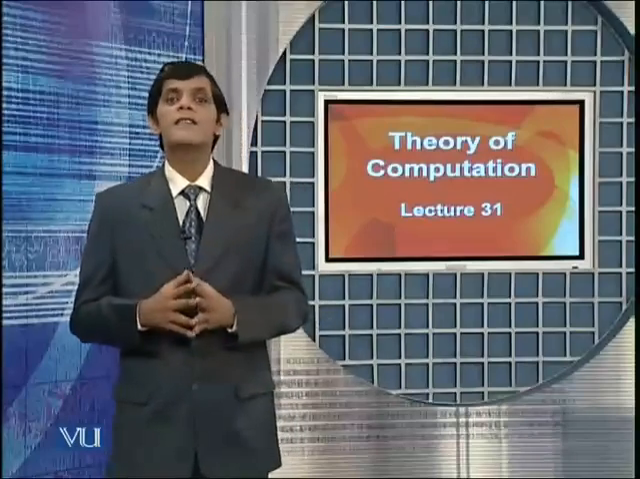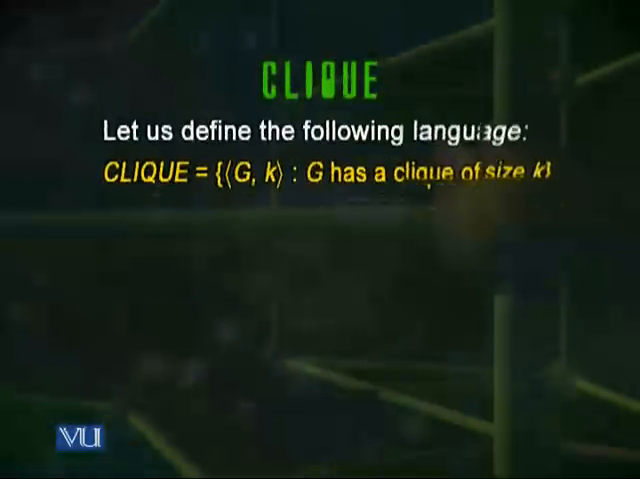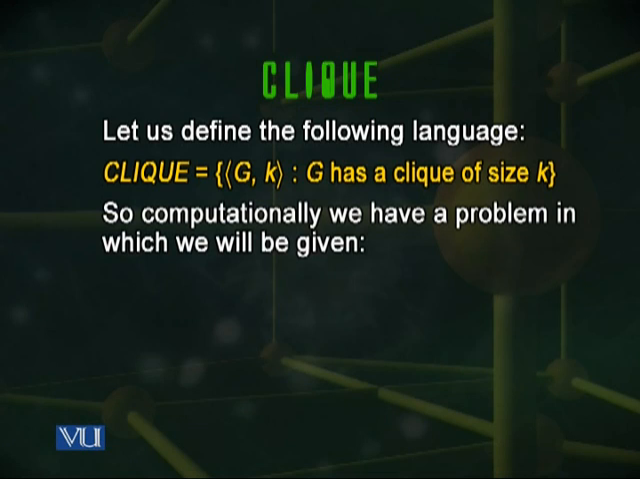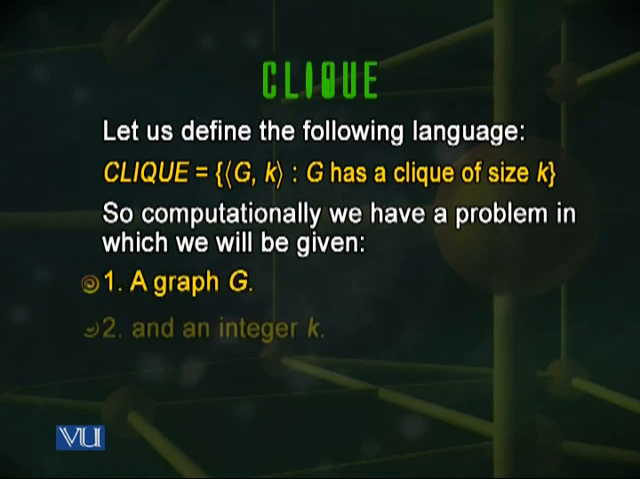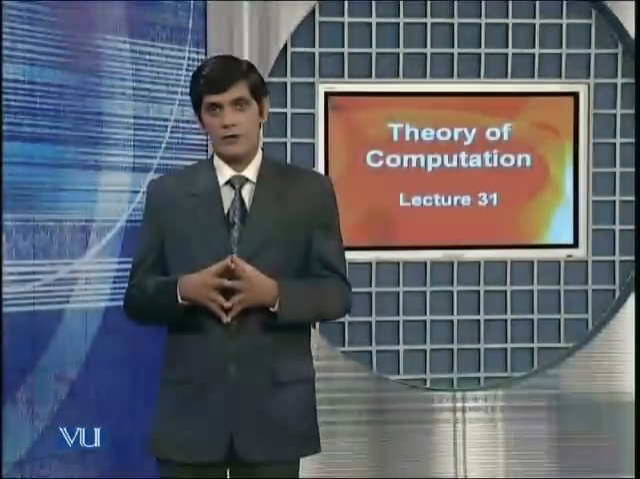Now, if I give you a graph and an integer k and ask you if this graph has a clique of size k in it, that turns out to be an NP-complete problem. To formalize this computational problem, we define a language. Let's go ahead and do that. Let us define the following language, CLIQUE, which is the set of all pairs (G, k) such that G has a clique of size k. So computationally we have a problem in which we'll be given a graph and an integer k, and we have to find out if the graph G has a clique of size k in it. So this is the computational problem.